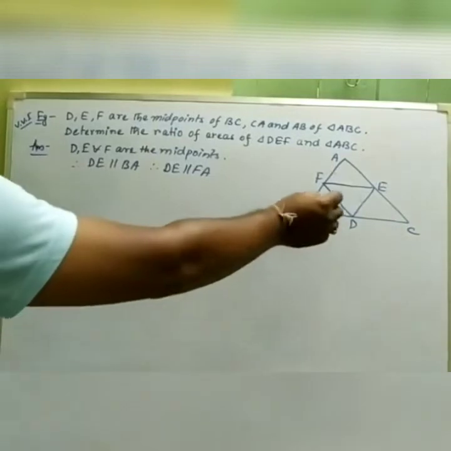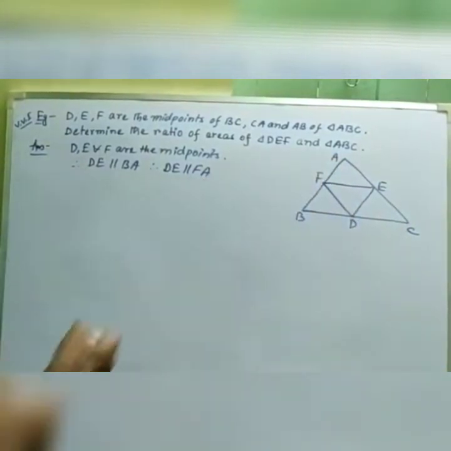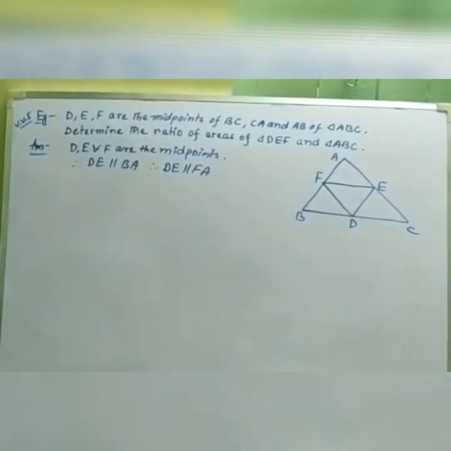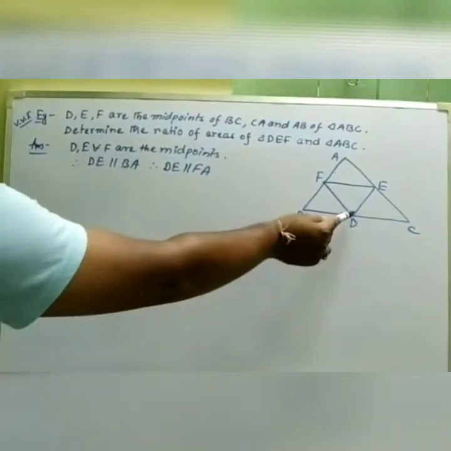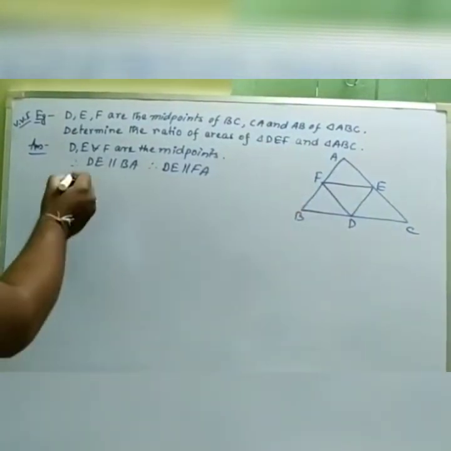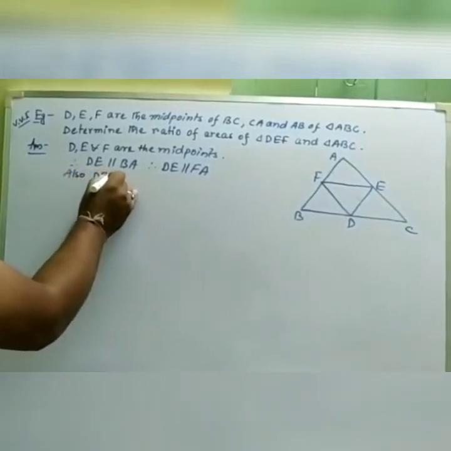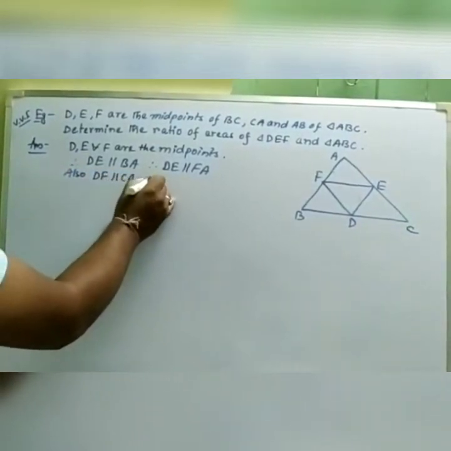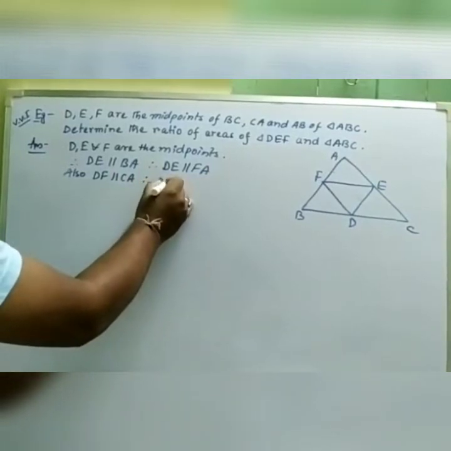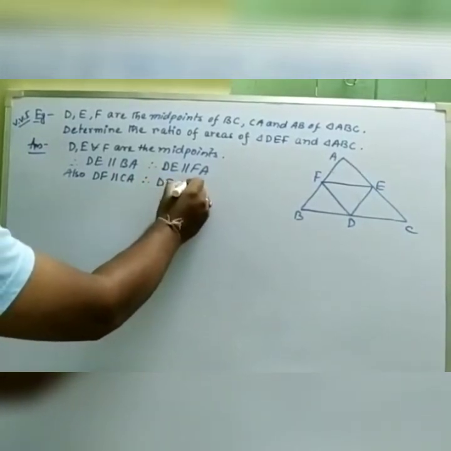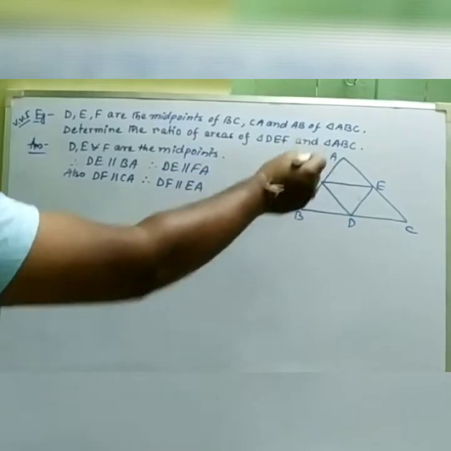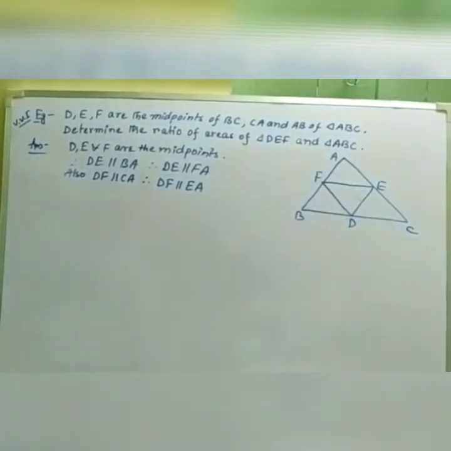So here you can see that DE is parallel to FA. If we get another pair of parallel sides, then we can conclude. Here DF is also parallel to CA. Therefore we can write DF parallel to EA, because E is on the line AC. So EA will be parallel to DF.